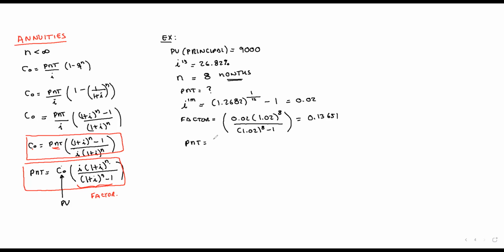So I have this factor, and now I can compute my payment. My payment is equal to PV, $9,000, that multiplies 0.13651. So my monthly payment is going to be 1,228.588.